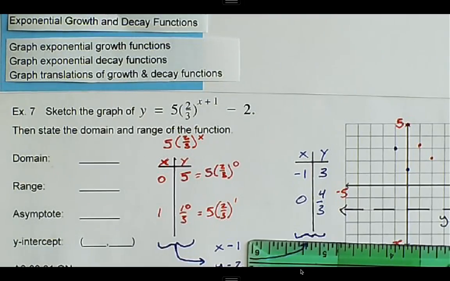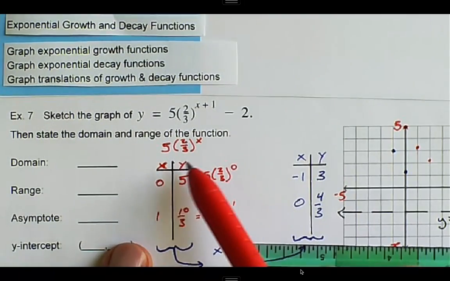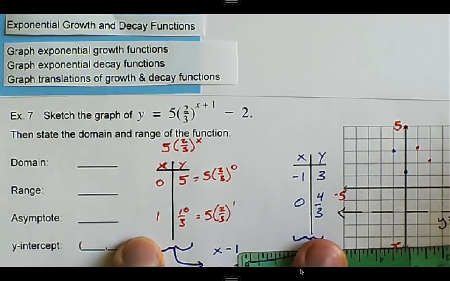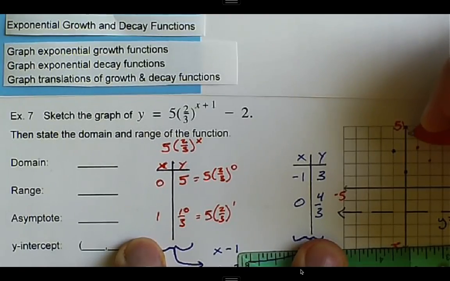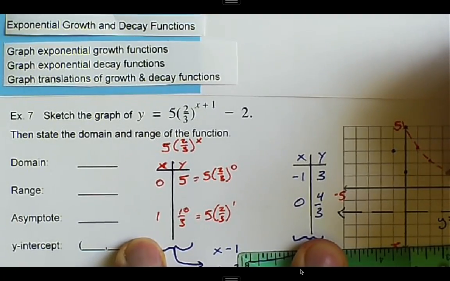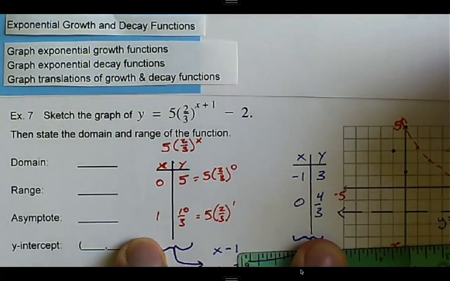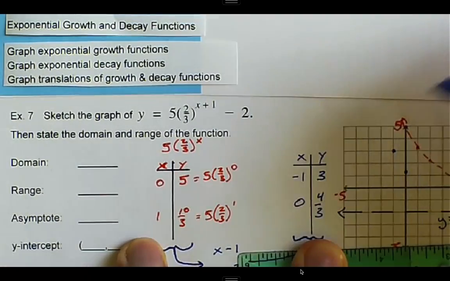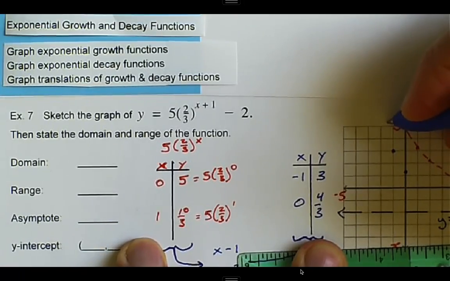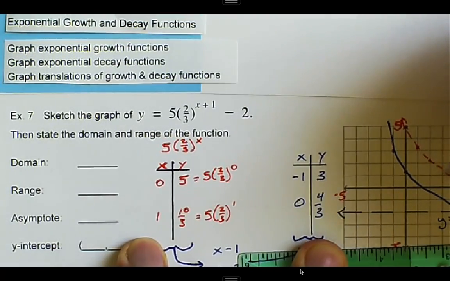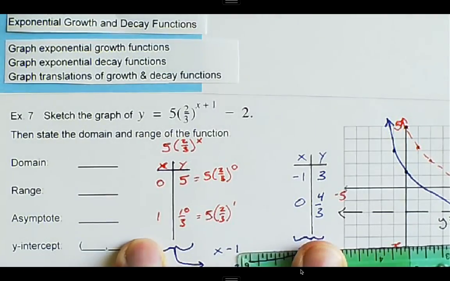So for the original function that we graphed, which was 5 times (2/3) to the x, our asymptote was still the x-axis. And so we can do a sketch. And now for the actual function here, we'll be going down, and then our new asymptote will be y equals -2. So we're not going to cross that.